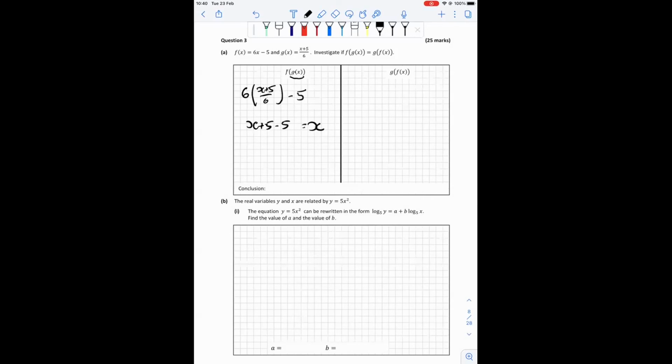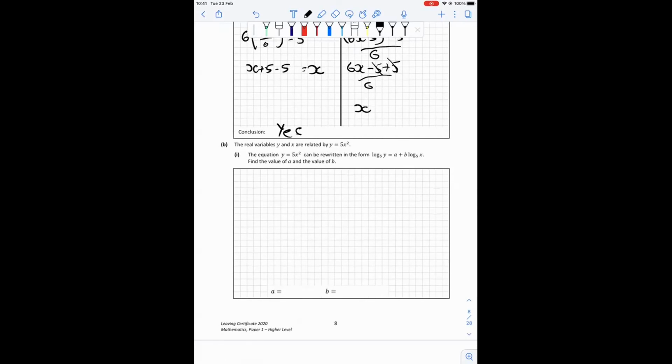We have to do the same on the right-hand side, but this time f of x goes into g. So f of x is 6x minus 5, that's our f, and it goes instead of the x, plus 5 over 6. 6x minus 5 plus 5 over 6. 5 and 5 make 0. 6x divided by 6 is x, so we're left with an x. So in this case, conclusion, yes, it is the same. It's not always the same, but in this specific case, it is the same.